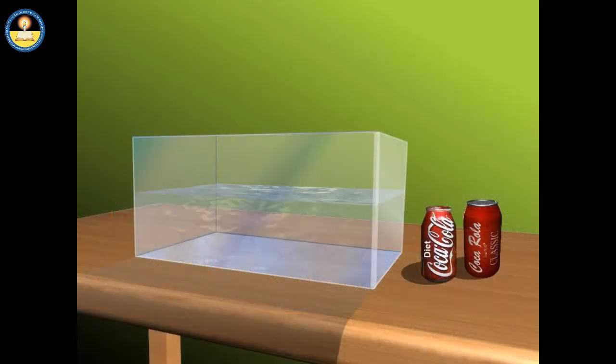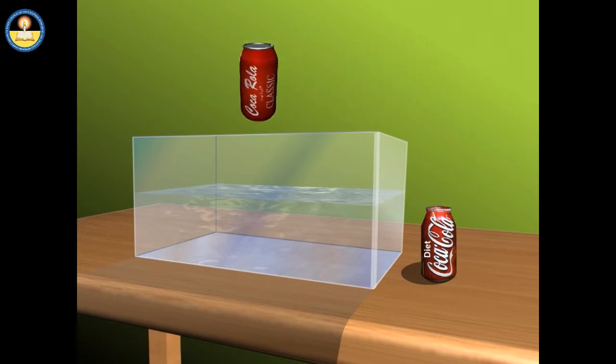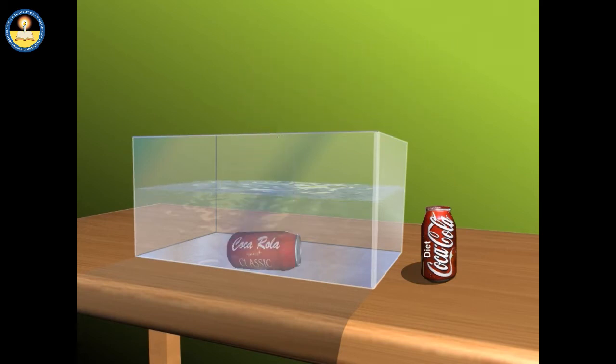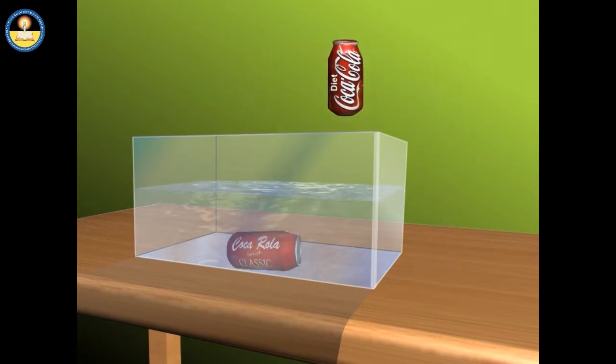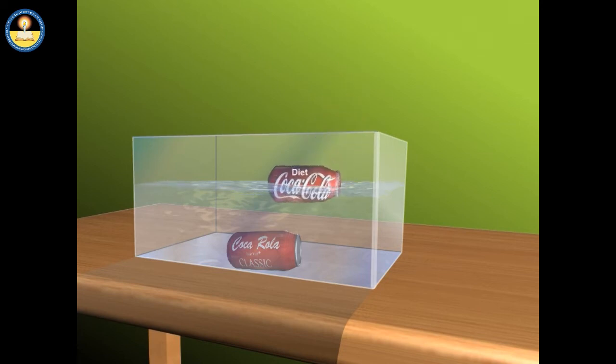Let us see an interesting activity. A can of normal Coke sinks in water, but the can of Diet Coke floats. Because the density of normal Coke is more, while that of Diet Coke is less than the water.